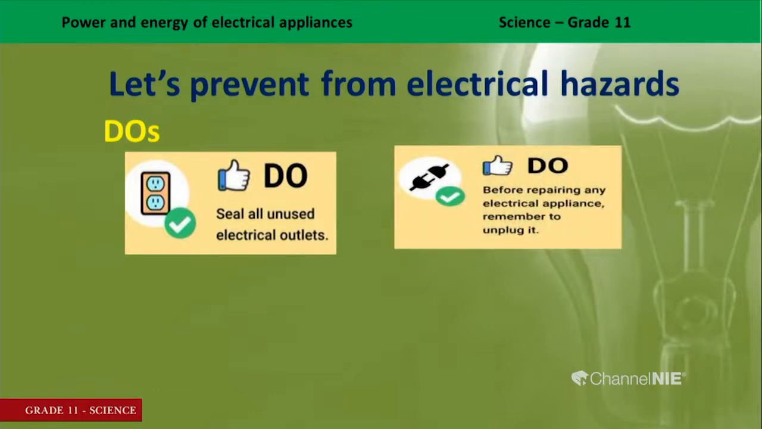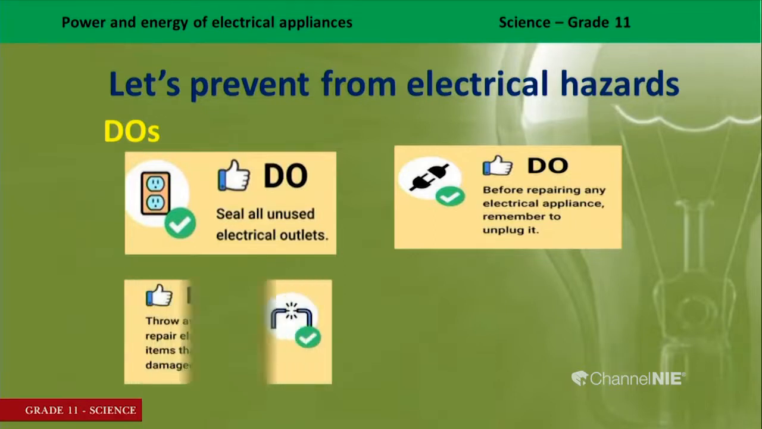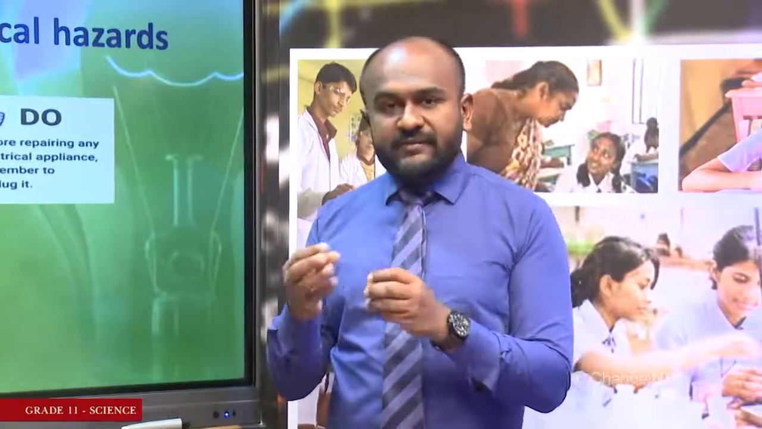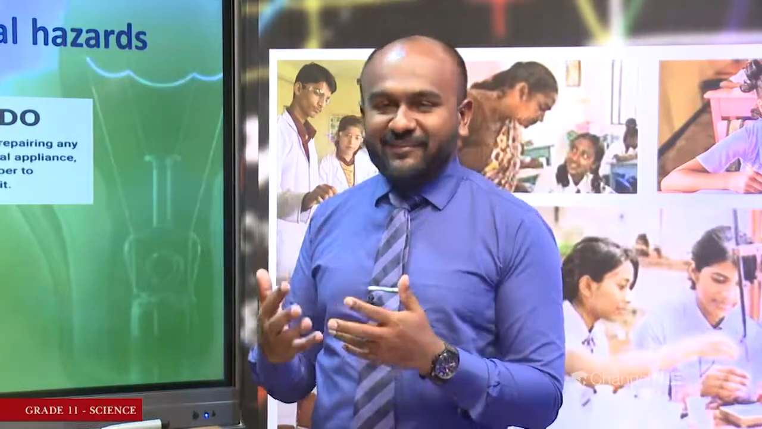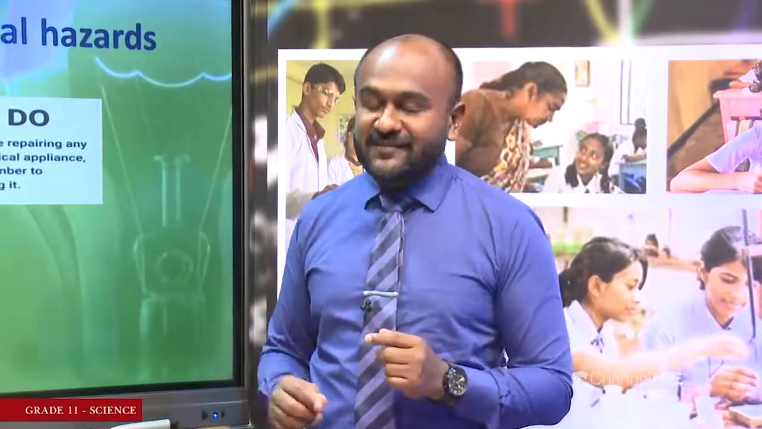Before repairing any electrical appliance, remember to unplug it. We need to make sure that the appliance is unplugged and then we do the repair. Throw away or repair electrical items that have damaged cords. So, there are instances where we make this mistake. We kind of repair them with pieces of polythene and shopping bags and things like that, and we should not do this type of thing.